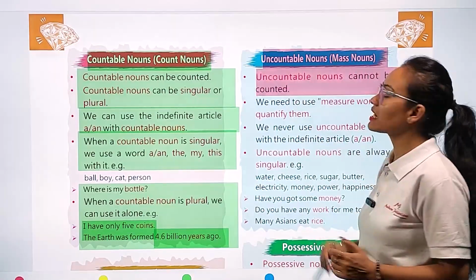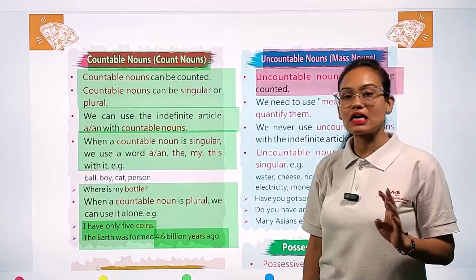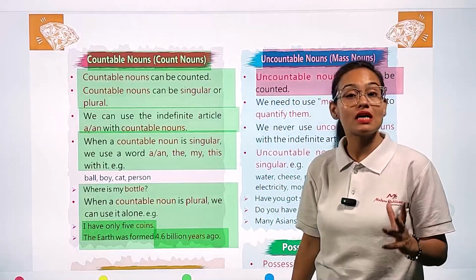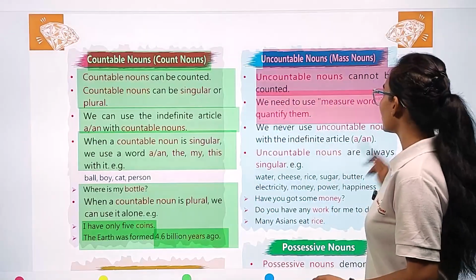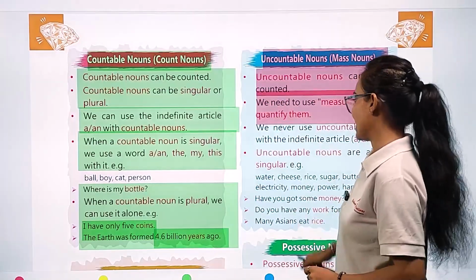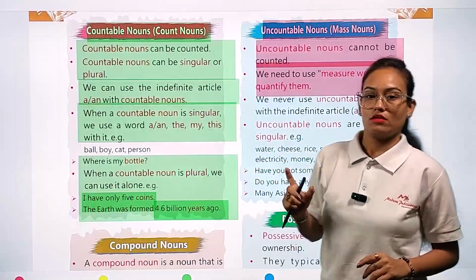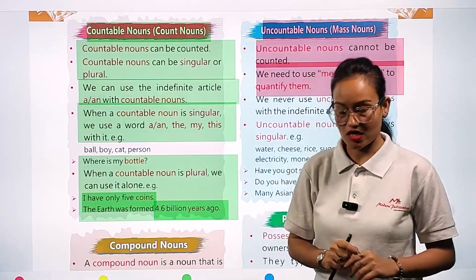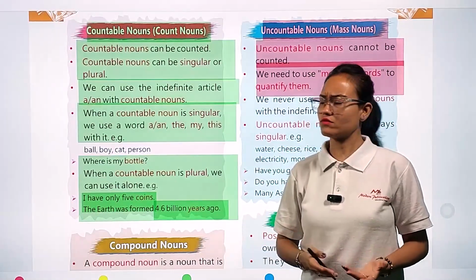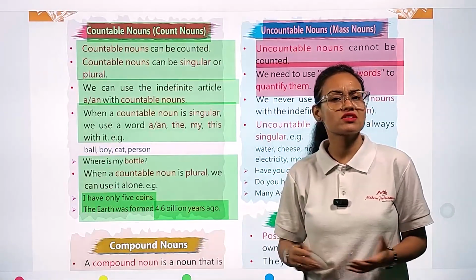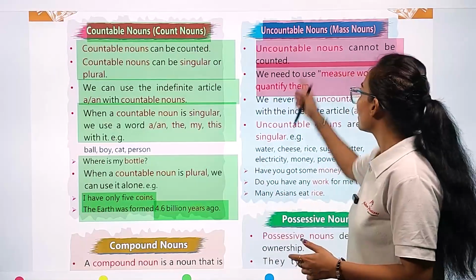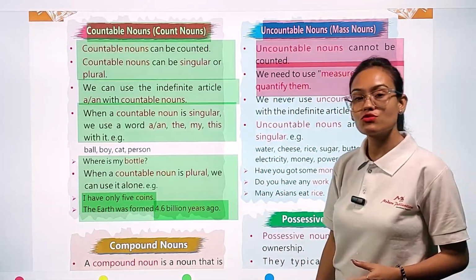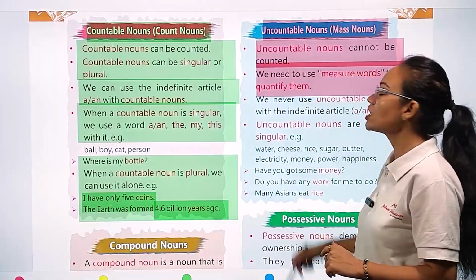Uncountable nouns cannot be counted. Countable nouns we can count. Uncountable noun means the nouns which we cannot count. We need to use measure words to quantify them. So, what type of words can't we count? The words which are presented in front of us in the form of liquid, we can't count liquid. That's why for uncountable nouns, we are going to use a specific term called measure words.